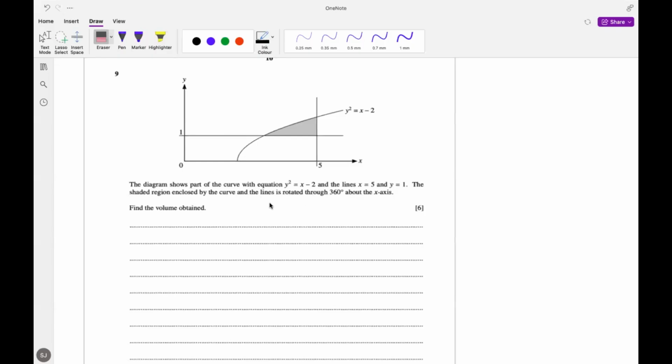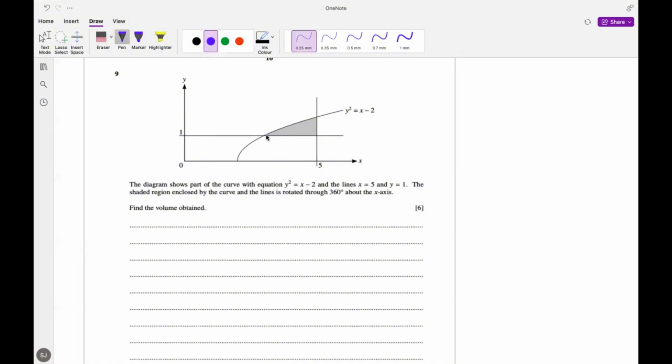In question 9, the diagram shows part of the curve with the equation y squared equals x minus 2 and the lines x equals 5 and y equals 1. The shaded region enclosed by the curve and the lines is rotated through 360 degrees about the x-axis. We have to find the volume obtained.